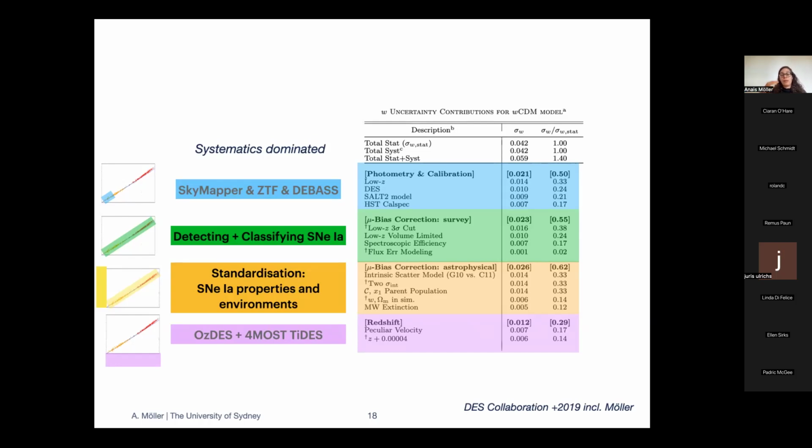And you can see that we have different families. One is the low redshift sample. The other one is selection effects and understanding the populations. Standardization is understanding the properties of the Type Ia supernovae and their environments. And of course, measuring redshifts requires some corrections. I'm going to tell you mostly about the green and the yellow, so classification and standardization, today. But if you have any questions, I'm more than happy to answer about the other areas.